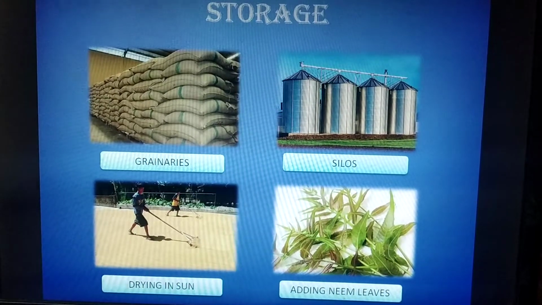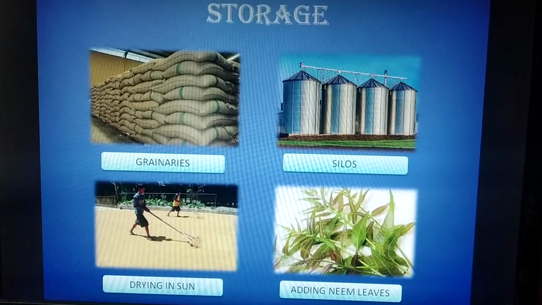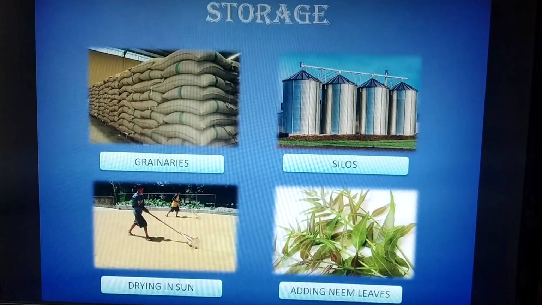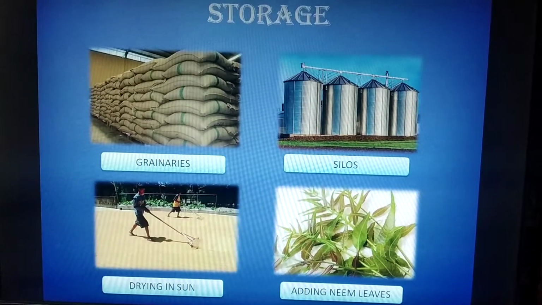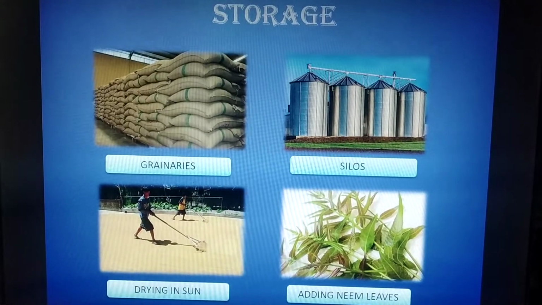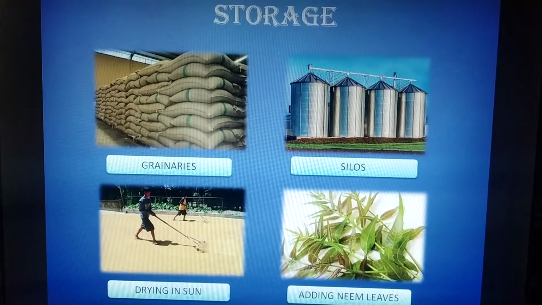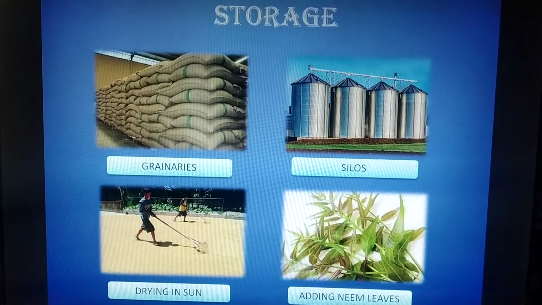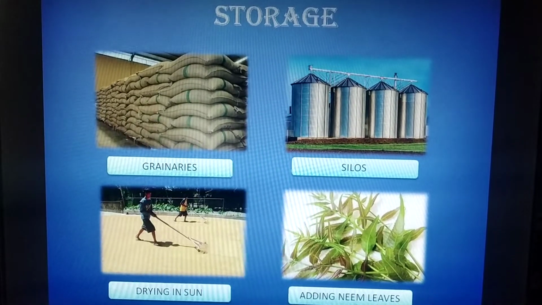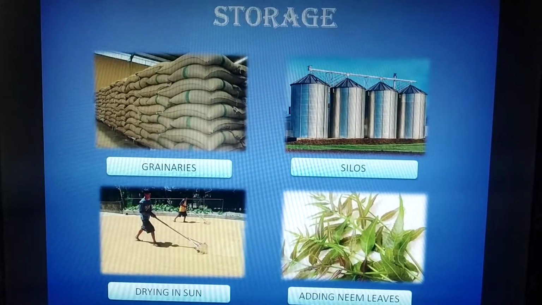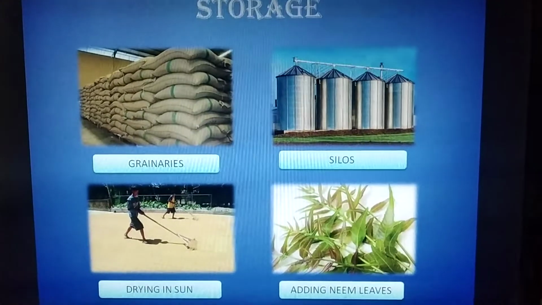Grains are stored in granaries and silos, and before storing, the grains should be dried in the sun so there is no moisture in them. If moisture is there, the seeds can germinate, or fungi can attack, or it may be spoiled due to insect attack. Farmers also add dried neem leaves to keep the crop safe. Farmers also follow chemical treatments to protect them from pests and microorganisms.